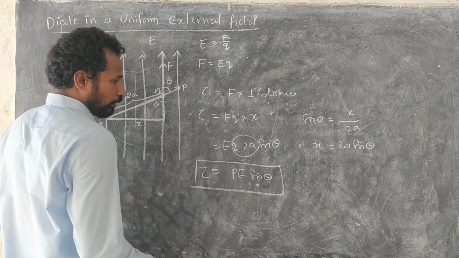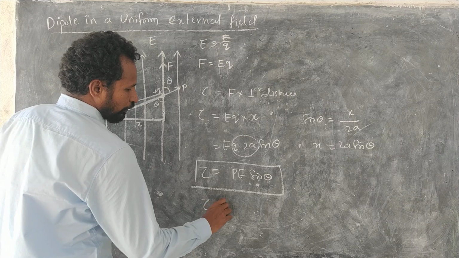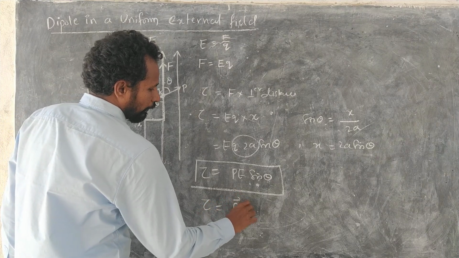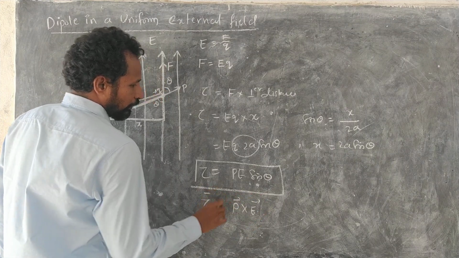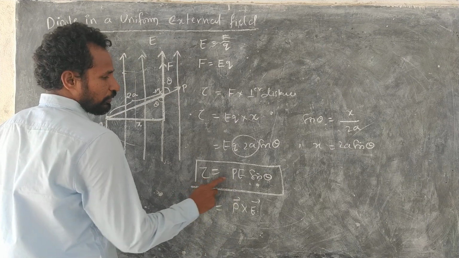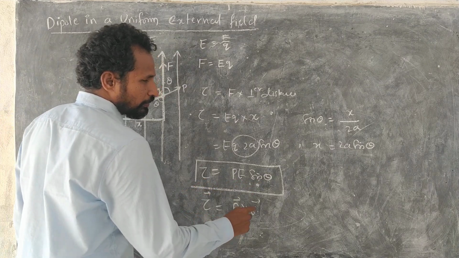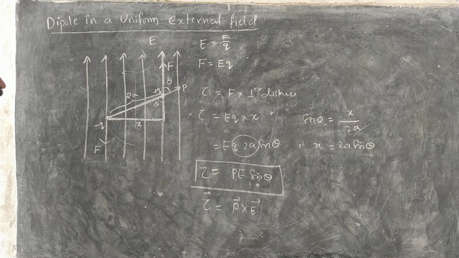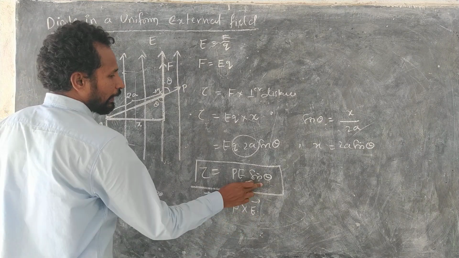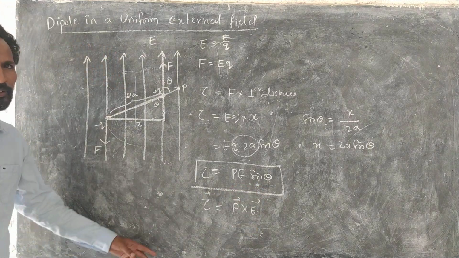Now the vector form of torque is tau is equal to P cross E. You can represent both: tau is equal to PE sin theta or tau is equal to P cross E. Clear? So tau is dependent on the angle. You already studied this in the first period. Clear?